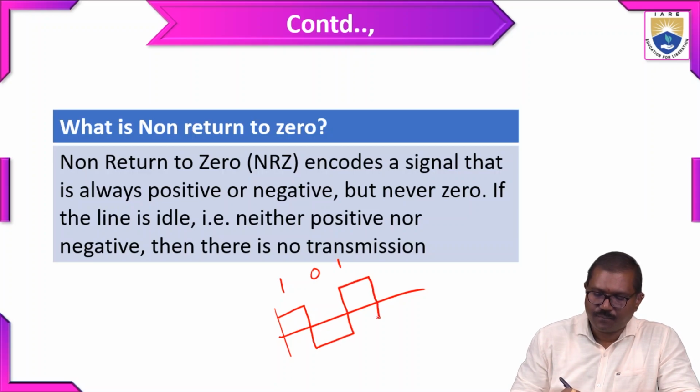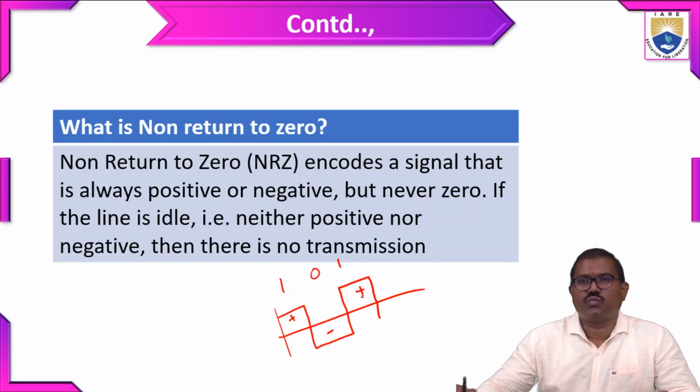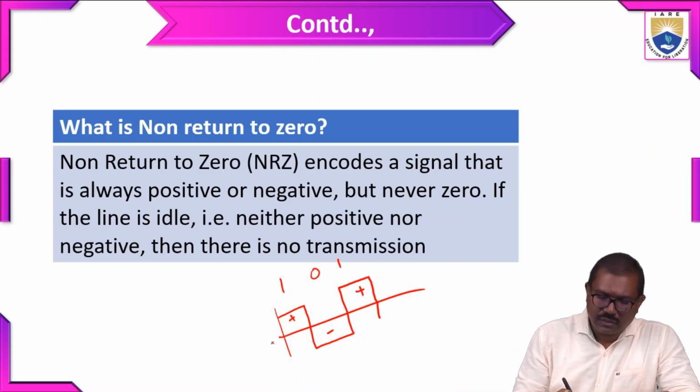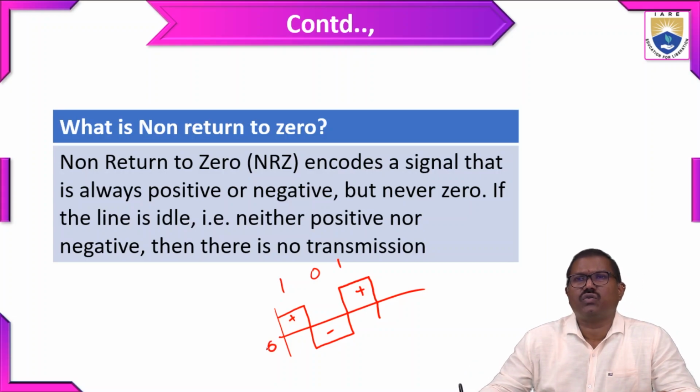Like that. Understand? So positive, negative, positive polarities. So it doesn't touch the 0 level.